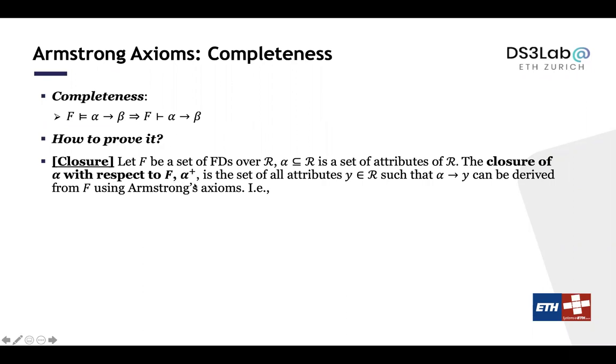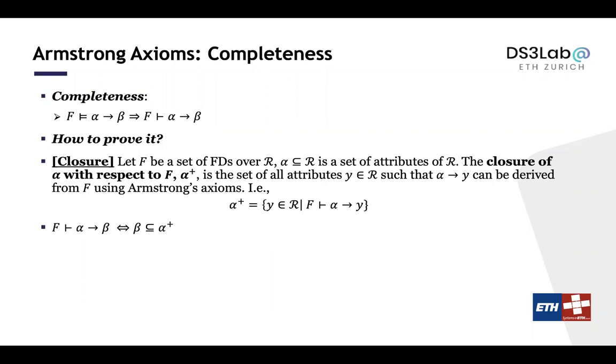It's a set of all attributes Y such that the functional dependency from alpha to Y can be derived from F using Armstrong's axioms. That is, the closure of alpha is all the other attributes Y for which you can derive alpha to Y given F. Essentially this is all the right-hand sides of functional dependencies that you can prove using Armstrong's axioms, and we call that the closure of alpha.